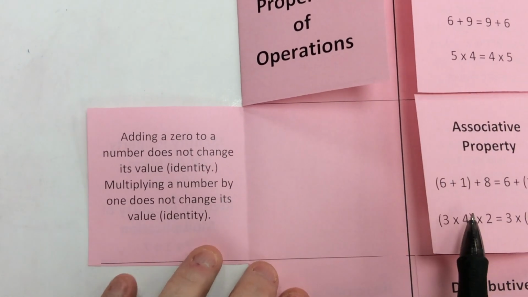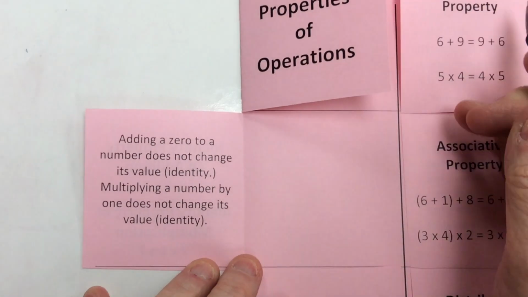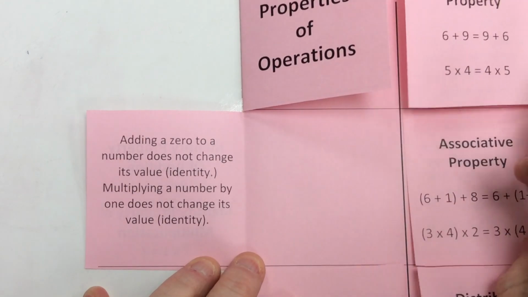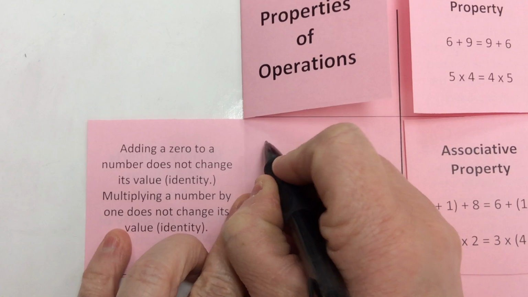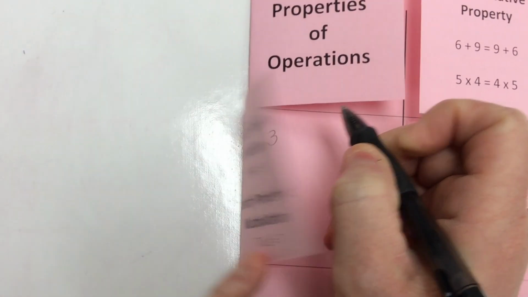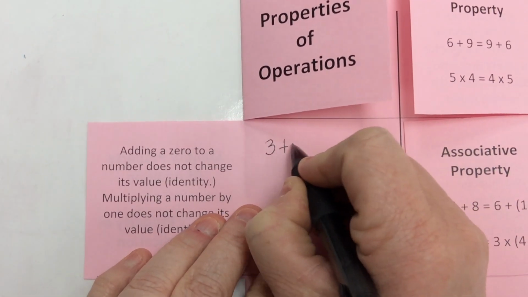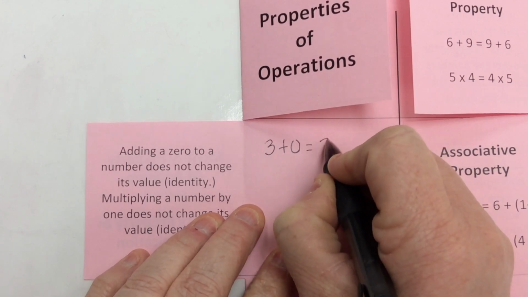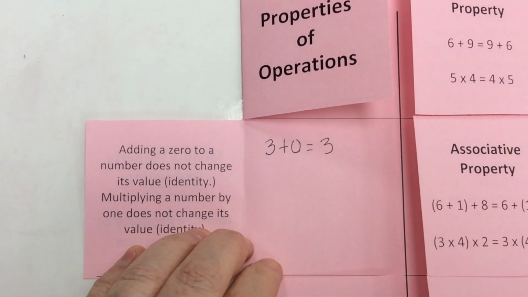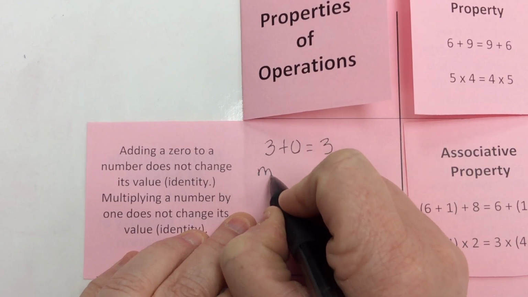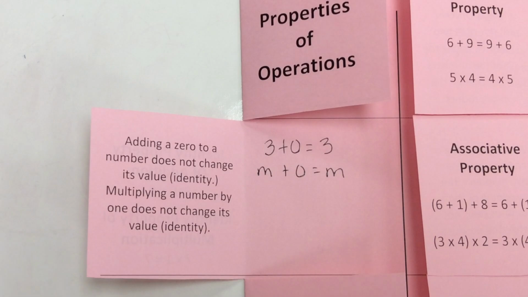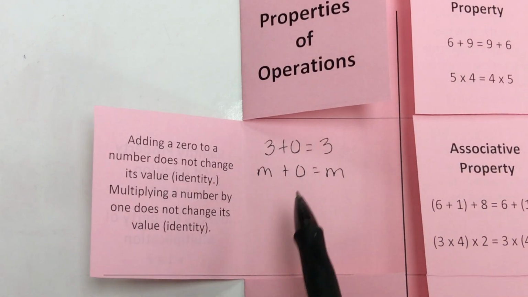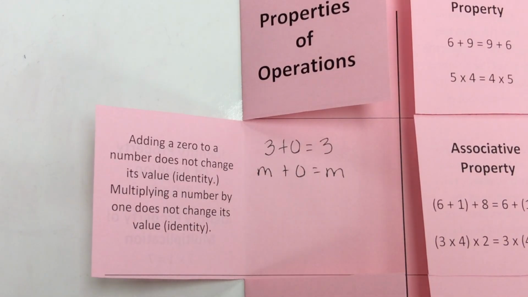So what we're going to do is just add another example in here. We're also going to use algebraic examples as well. So I could say 3 plus 0 is still going to be 3. Or we could use a letter. We could say M plus 0 is still M. My identity did not change. If I add 0, nothing happens.